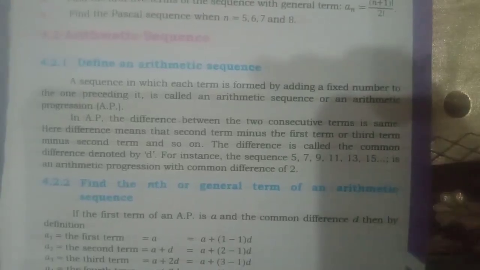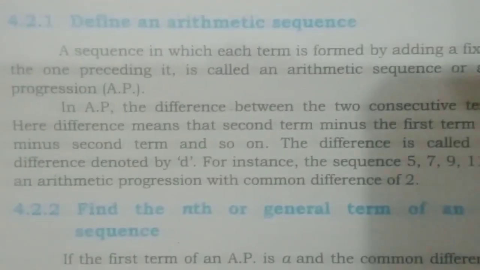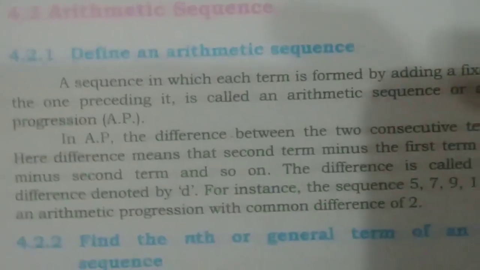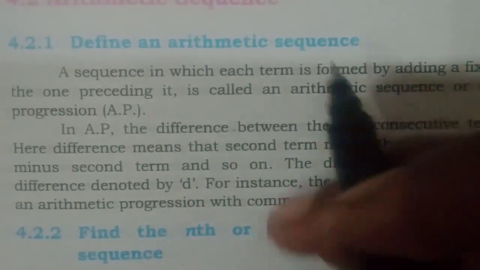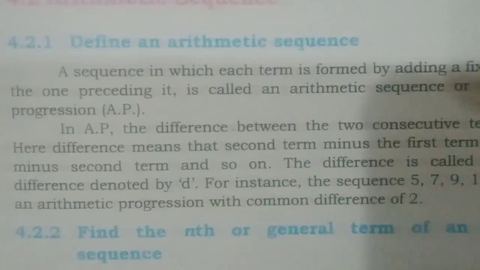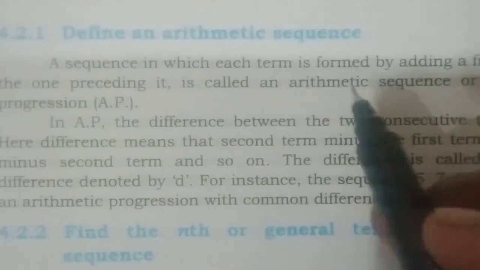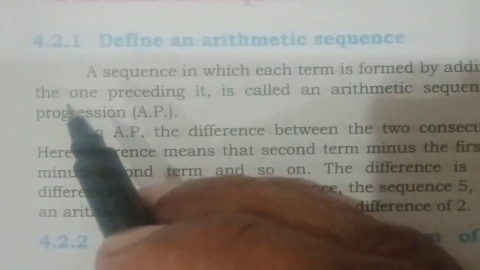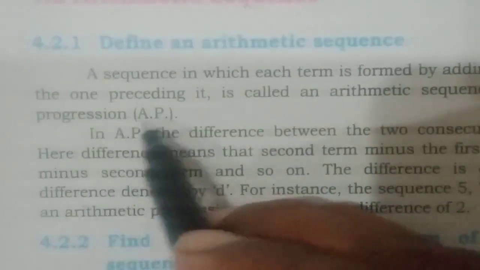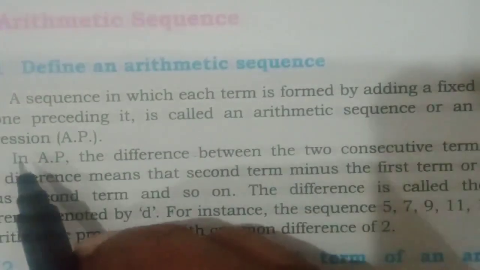Today I am going to start arithmetic progression. That is, let's define arithmetic progression. What is arithmetic progression? A sequence, we can also say sequence or progression, in which each term is formed by adding a fixed number to the one preceding it is called an arithmetic sequence or arithmetical progression.